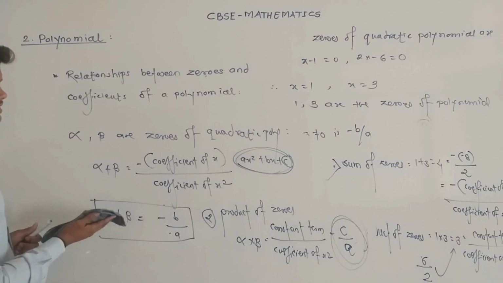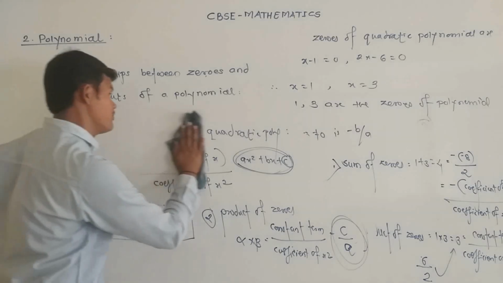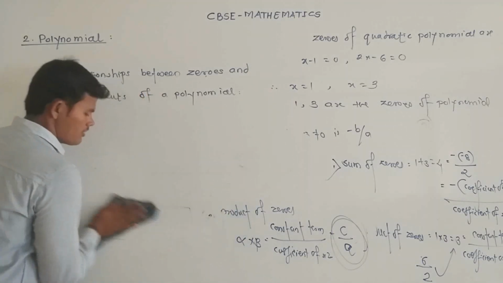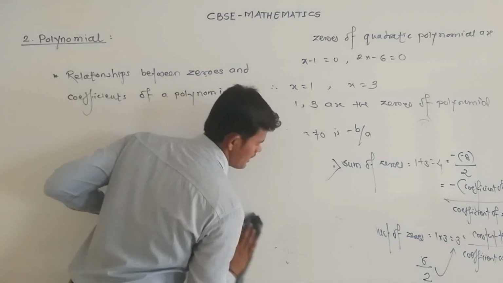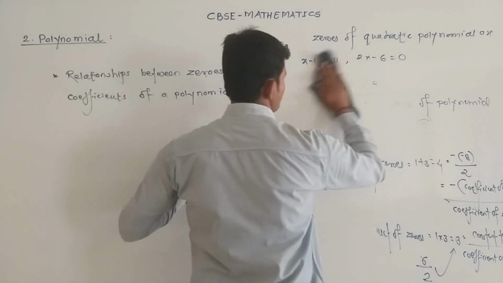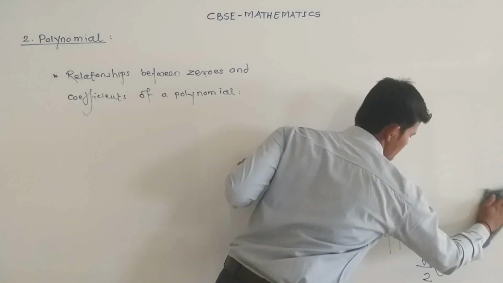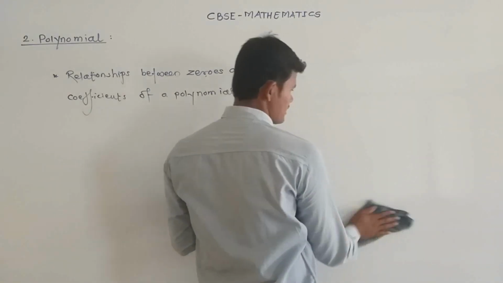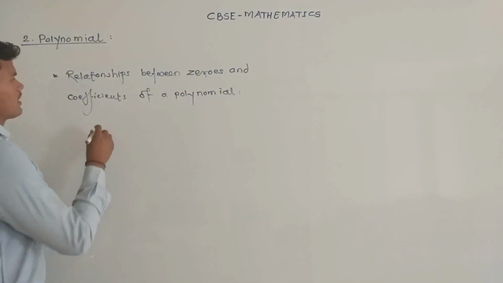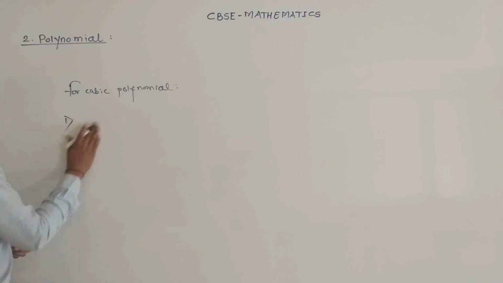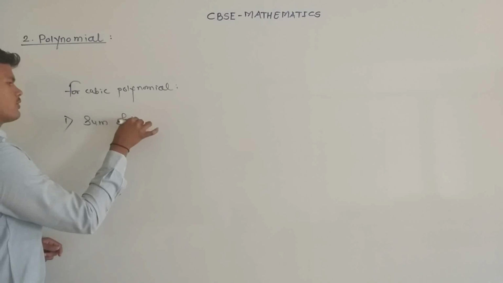Now we are going to see some examples based on the relationship between zeros and coefficients of a polynomial. Before that, for the cubic polynomial, we are going to see the relationship between zeros and coefficients. This point is not important from the examination point of view, but still we are going to see it. For a cubic polynomial, the first relation is the sum of zeros.